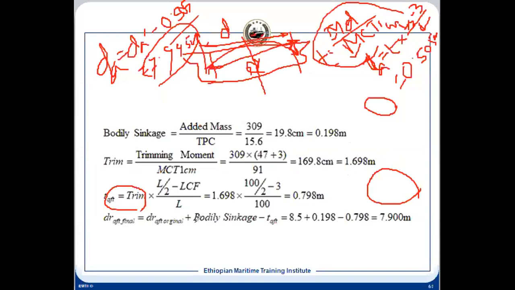Once we get the trim, exactly same forward and aft trim we can calculate. And bodily sinkage we know. So aft trim we can find out by the original trim plus bodily sinkage, and aft trim will reduce because you have added mass at the forward. So it is minus, so you'll get 7.900. So this is the way all three conditions we have checked, that how much is our aft trim.